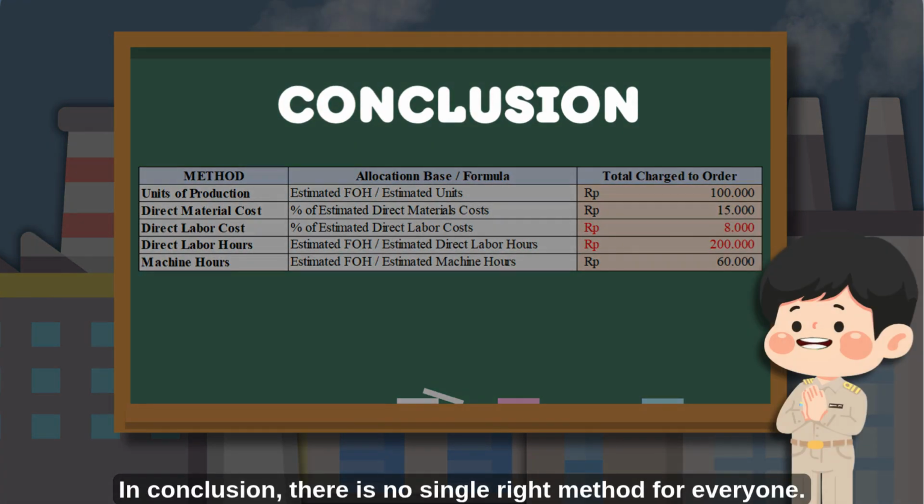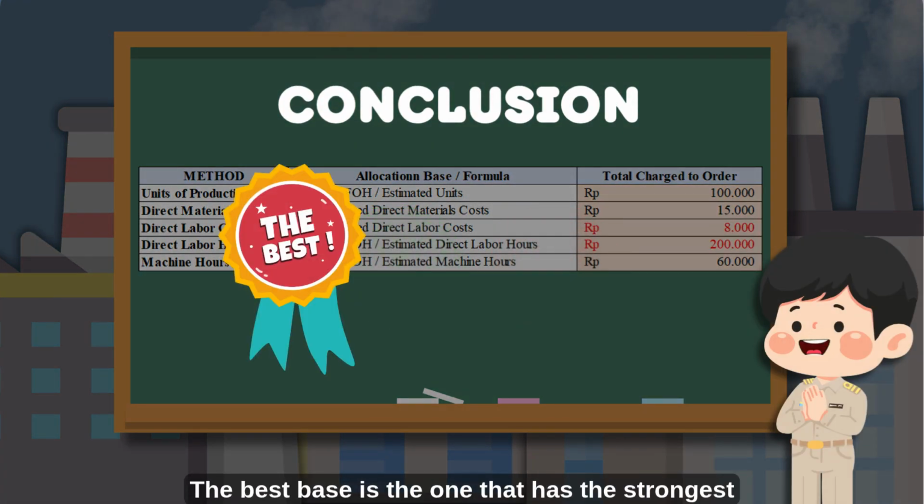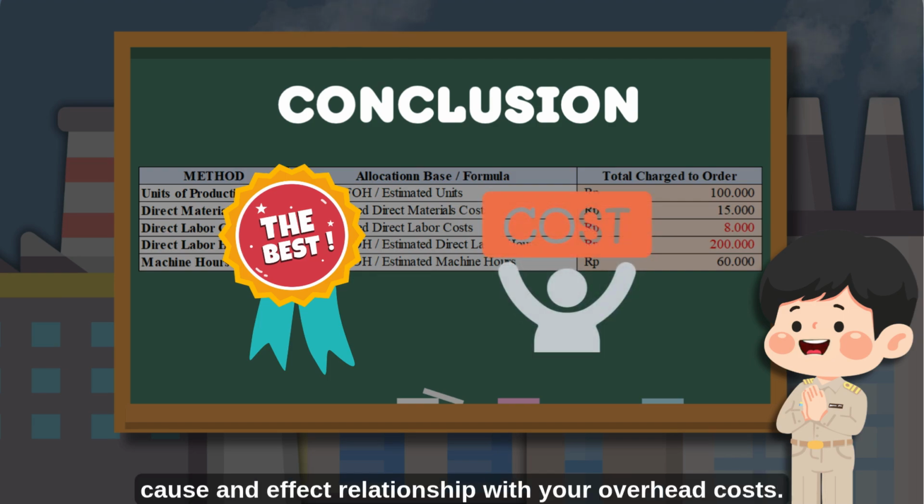In conclusion, there is no single right method for everyone. The best base is the one that has the strongest cause and effect relationship with your overhead costs.